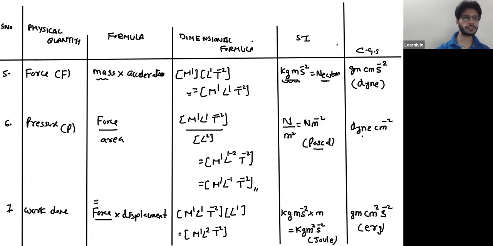Any doubt in these three quantities, force, pressure, and work done, in dimensions or in units? Sir, are we going to use the dimensional formula in the book ahead or only in this chapter? We will use the dimensional formula only in this chapter. But you have to remember them. Yes, you have to remember.